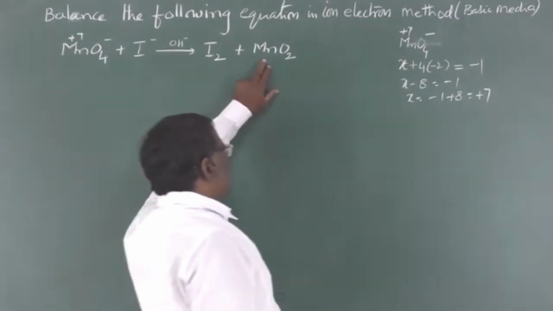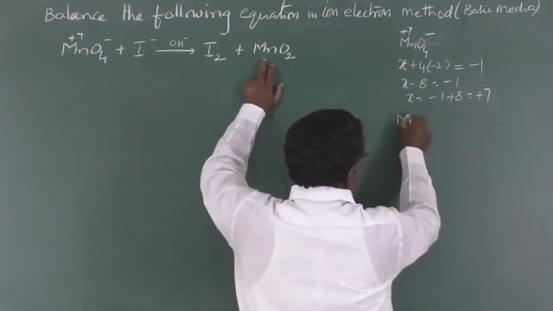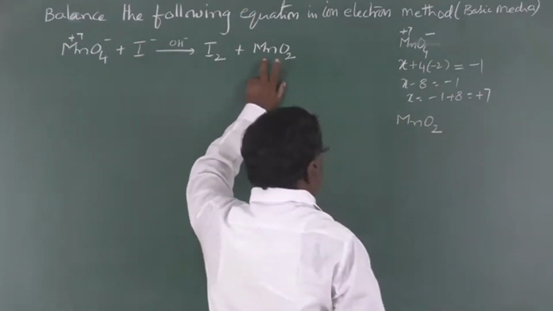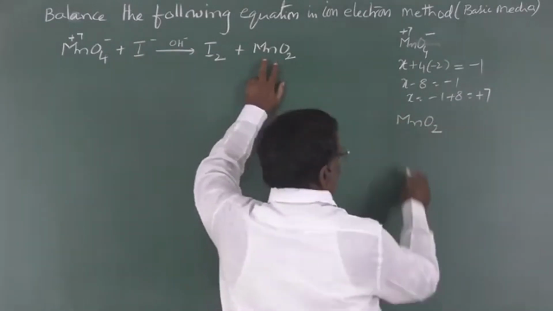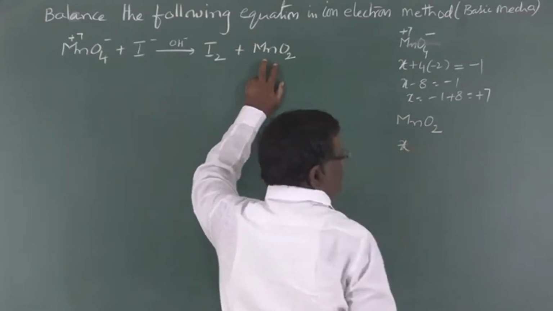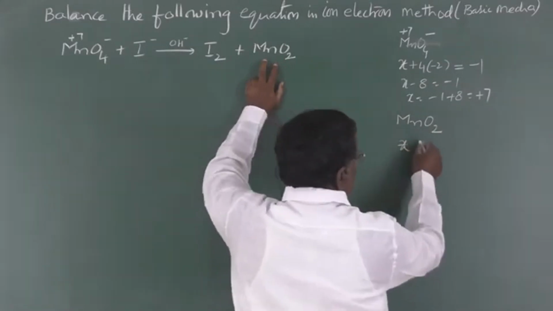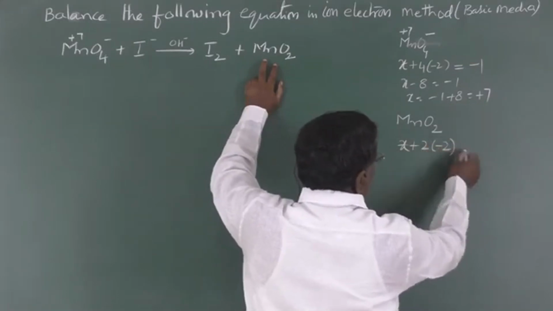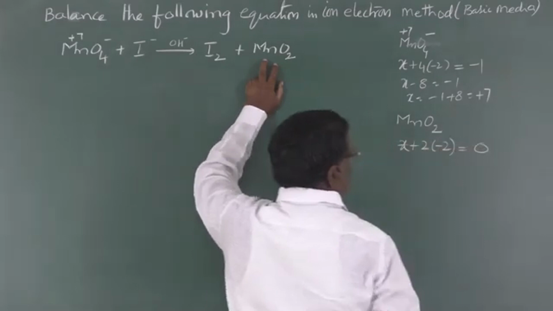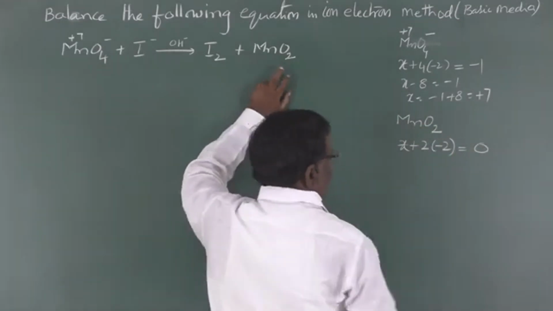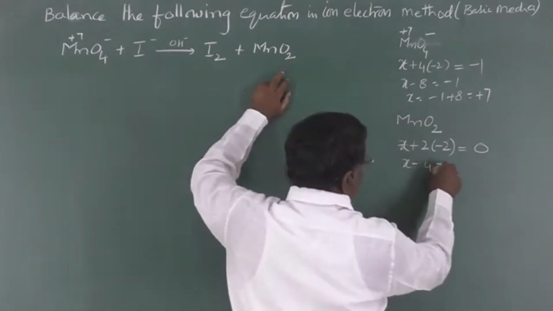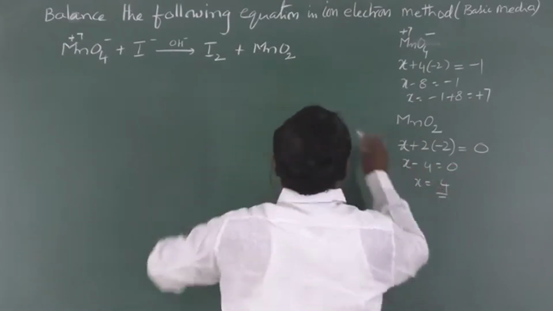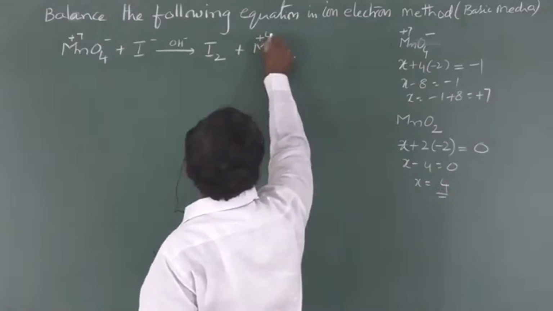Now here on this side, MnO2, there is no charge on it. That means the sum of the oxidation states of manganese and oxygen together will be equal to 0. So here manganese oxidation state is X, and oxygen is -2, 2 oxygens are there, 2 into -2, and the sum is equal to 0 because there is no charge. So X minus 4 is equal to 0, X is equal to 4. So manganese oxidation state is found to be 4.